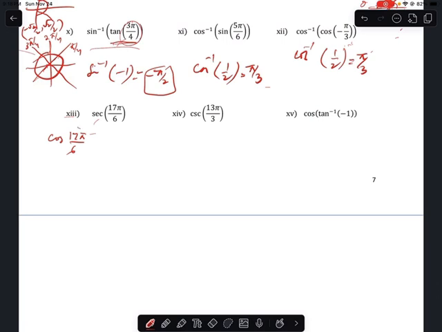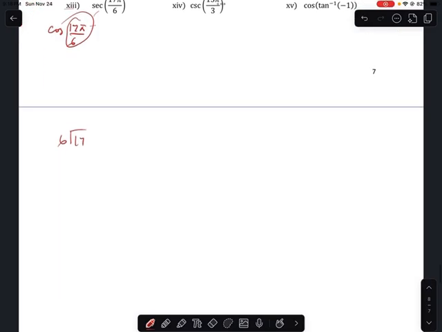So how do I evaluate it? Well, cosine of negative pi over 3, so negative pi over 3 is over here, so it will be the same as cosine of pi over 3, because remember the x coordinate of these two will be positive. So this will be equal to cosine inverse of 1/2. Cosine inverse of 1/2 is pi over 3. So the answer will be pi over 3.